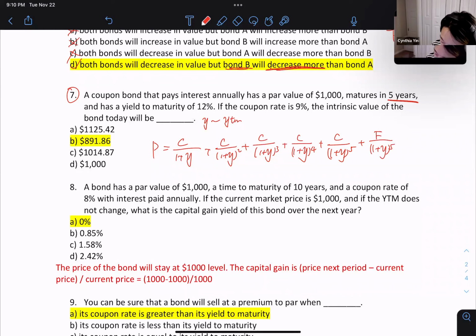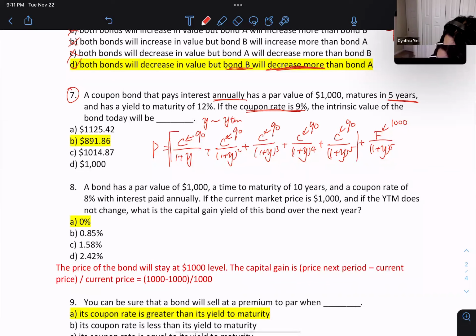Okay, and face value is $1,000, and it pays annually. Coupon rate is 9%, meaning that the coupon is going to be $90 every year. $90, $90, $90, $90. So for the coupon part, you can use the annuity formula I provide you on the formula sheet, just to double check it, or you can just do what I do here, manually add up everything. Okay. And this Y is 12%.